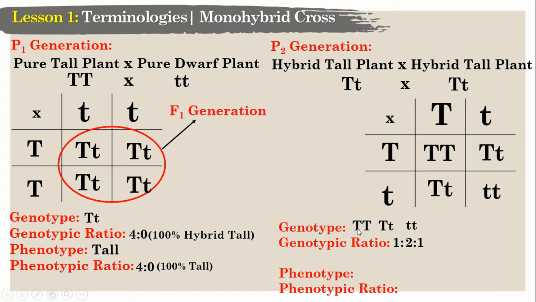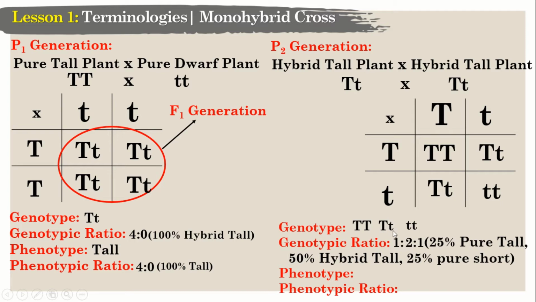So, you have 25% pure dominant tall. This one is 50% because they are different, hybrid tall. While in here, you have 2 short or small letters. So, you have 2 pure recessive short. Do you get it? Okay.